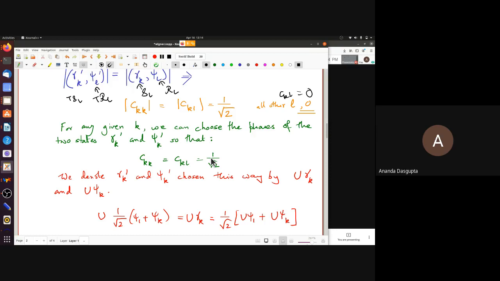Note that once you have made this choice, your freedom is gone. You no longer have the freedom to change your phase, because then these coefficients would also change. Could pick up phase factors. Okay. Right?